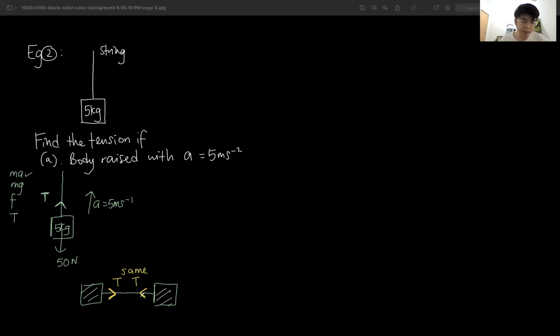Okay, this is how we label tension properly. In other words, we label the tension inwards. That means they are always pointing inwards.